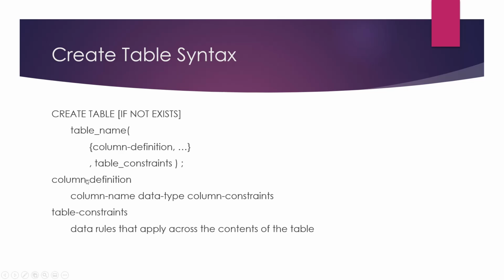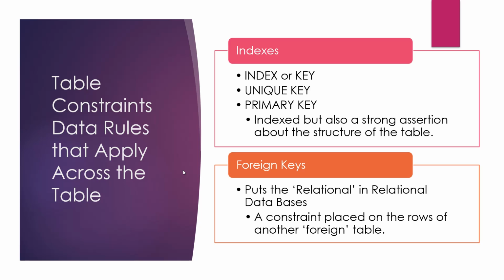The column definition is made up of the column name, then the data type, and then column constraints, rules about the column. Then we have more than one column definition, of course, followed by table constraints. Table constraints are data rules that apply across the contents of the table. So, as we said, rules that apply across the contents of the table.